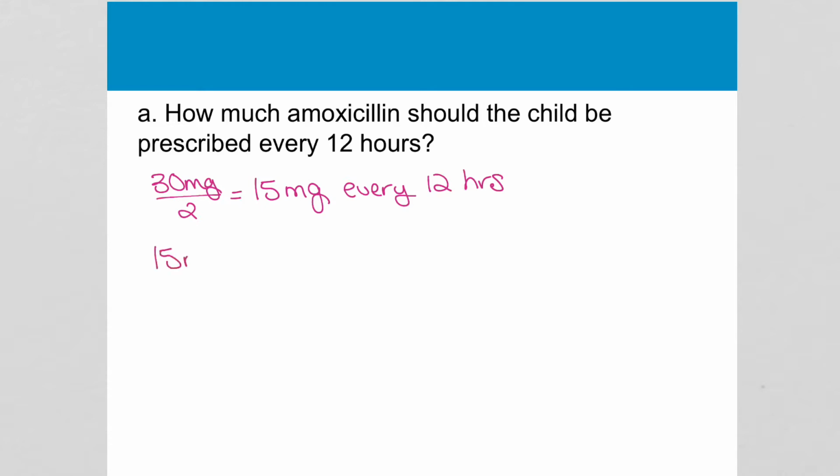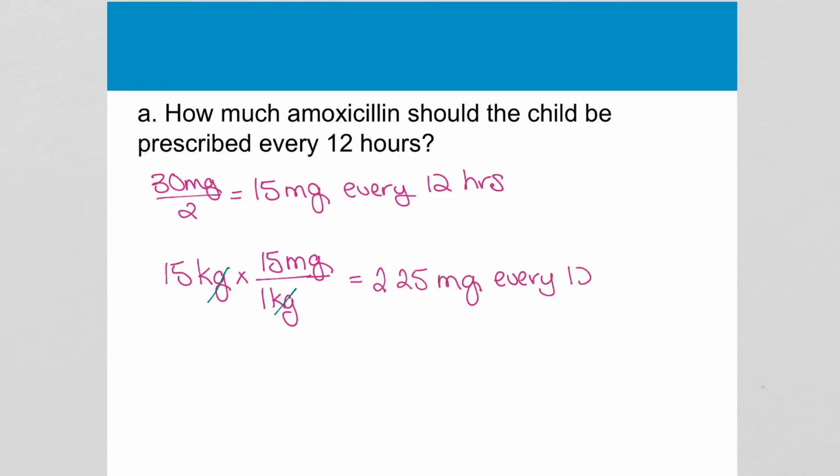And it says that the child should have 15 milligrams for every 1 kilogram of body weight. Let's write this differently. So the child weighs 15 kilograms. So 1 kilogram of body weight will get them 15 milligrams of amoxicillin. Multiply, they need 225 milligrams of amoxicillin every 12 hours.